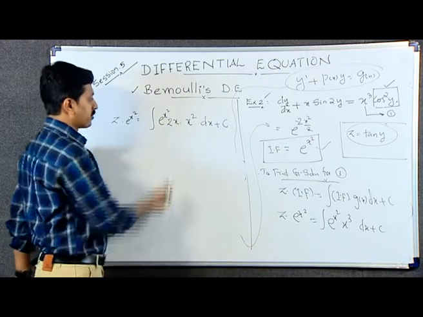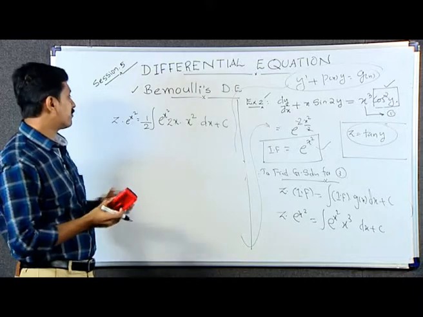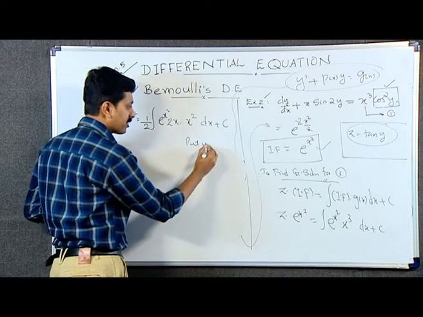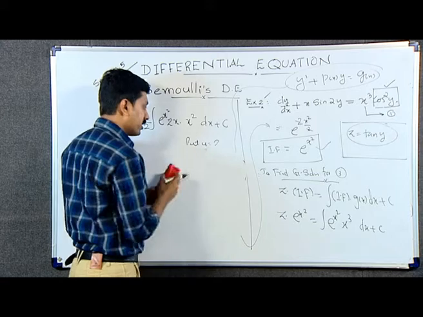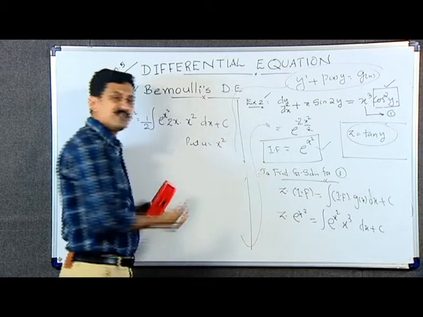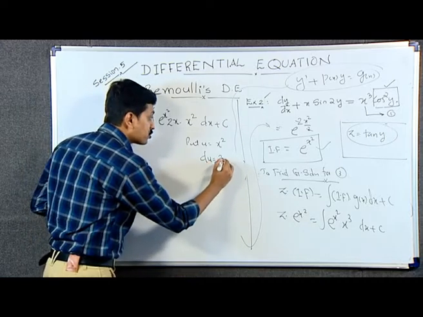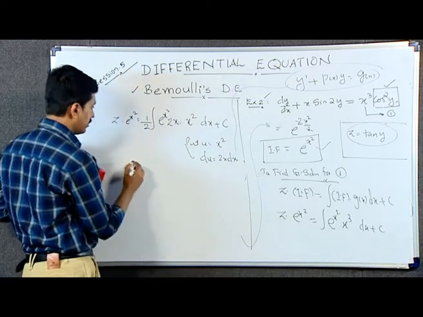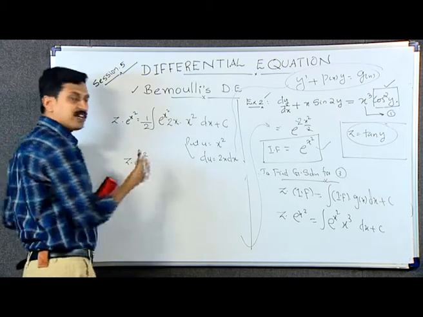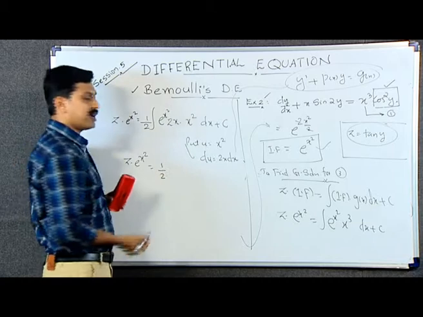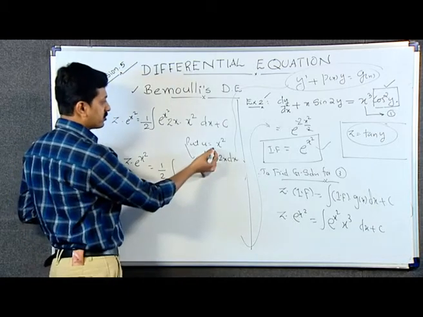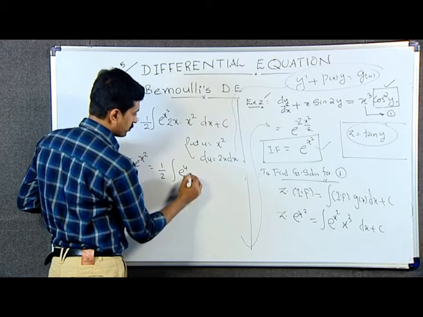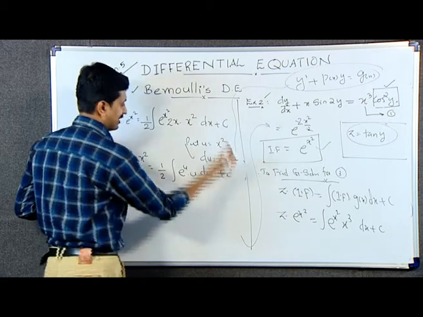I am making this a 2, writing 2 here, and to compensate that 2 I am dividing by 2. So I can substitute, put u is equal to x square. So du is equal to 2x dx. We can substitute these values here. Therefore, this equation is z e raised to x square is equal to 1 by 2 into integral of e raised to u, with x square as u and 2x dx as du, so e raised to u du plus c.